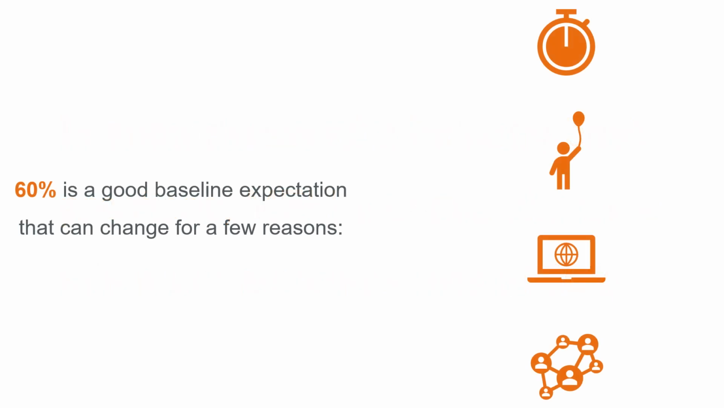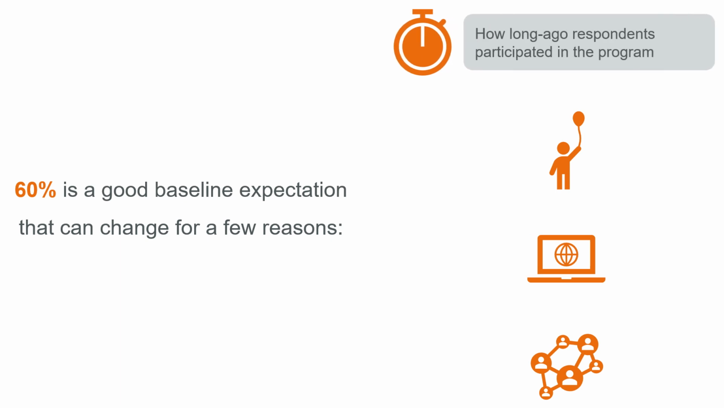And while 60% is a good baseline expectation for your surveys, that can change for a few reasons. The first is how long ago respondents participated in the program. For ECA evaluations, we have typically seen high response rates for program participants who completed the program within the last 3 years, a lower response rate from participants who completed the program between 3 to 7 years ago, and a much lower response rate from anyone who completed an exchange program more than 7 years ago.